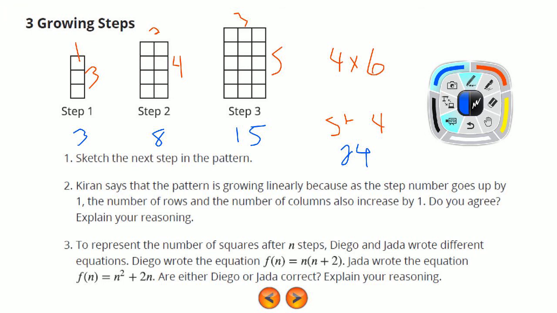To represent the number of squares after n steps, Diego and Jada wrote different equations. Diego wrote the equation f of n equals n times n plus 2, and then Jada's equation is f of n equals n squared plus 2n. Are they correct? Well, yes, they are correct because if I distribute this statement, I get this statement. So they are both correct.